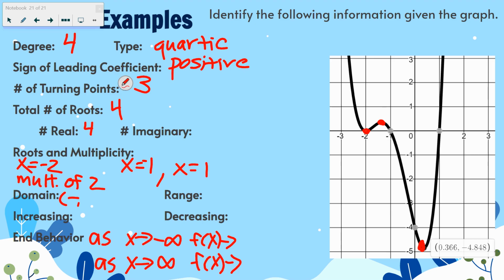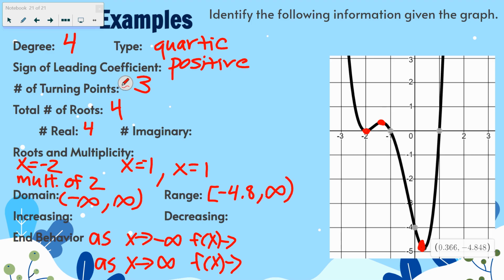Good job, negative infinity to infinity. What about our range? Think about bottom to top. What's the range? What do you see, Alda? Negative 5. Yeah, it's negative 4.8. And then we'll use a bracket, so negative 4.8 to infinity.